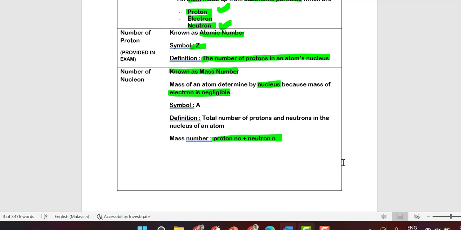So the symbol for number of nucleon is capital A. The definition of number of nucleon is the total number of proton and neutron in the nucleus of an atom.